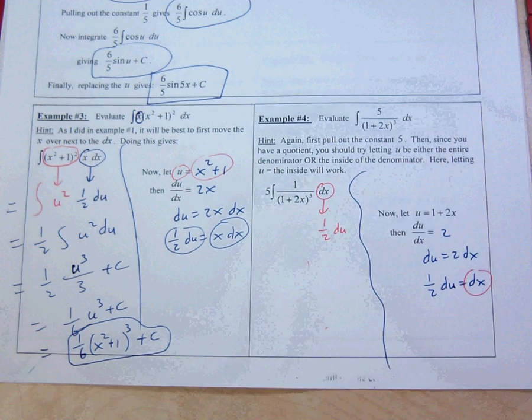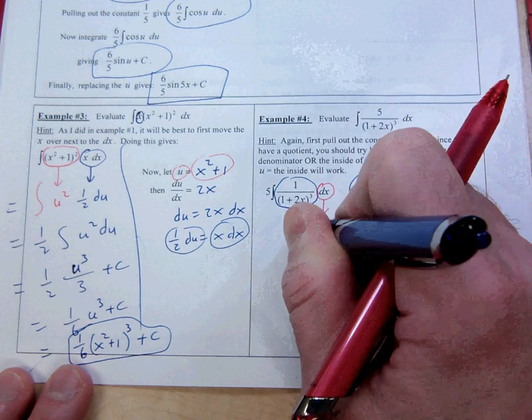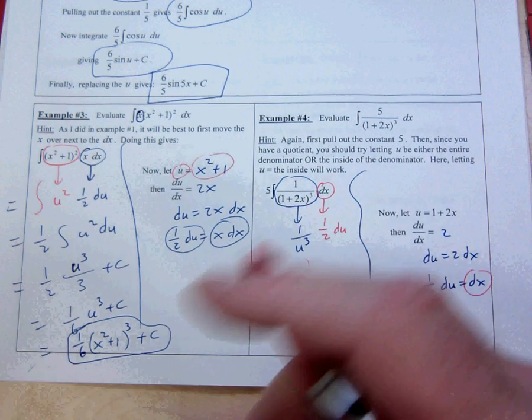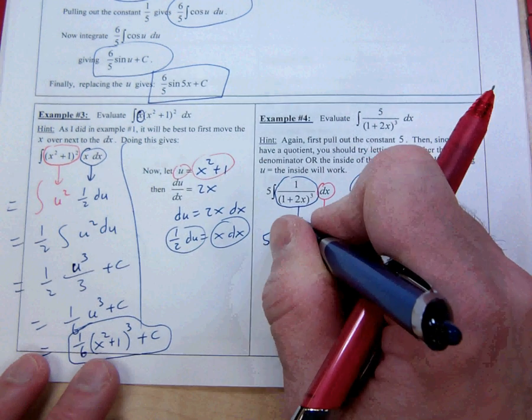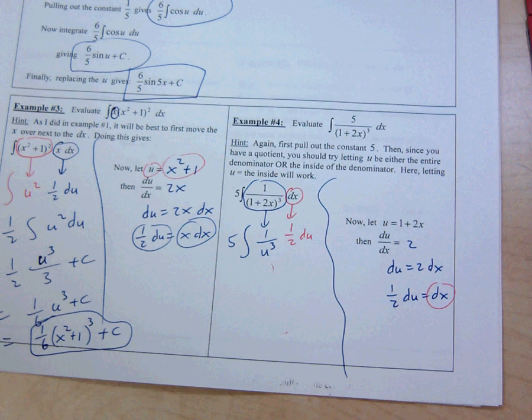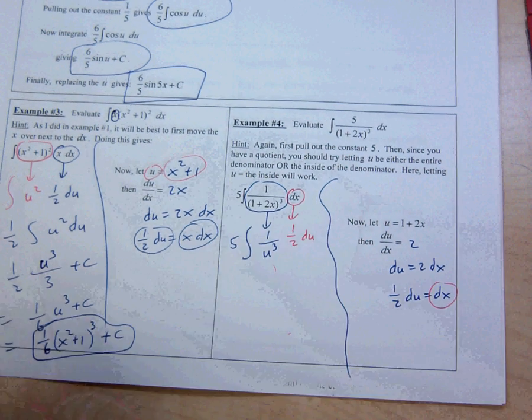And then what about this? This becomes what now? 1 over what? U cubed. Okay. I'm just bringing the rest of it down. Any questions so far? Any questions? Okay, I'm going to pull that half out now, giving me a 5/2 out front, right?